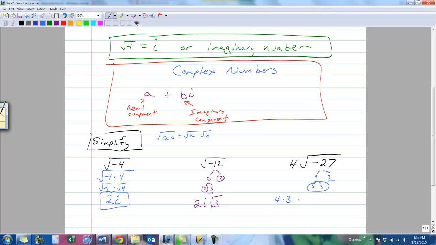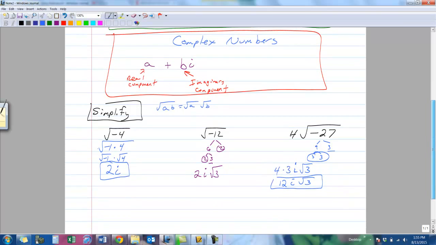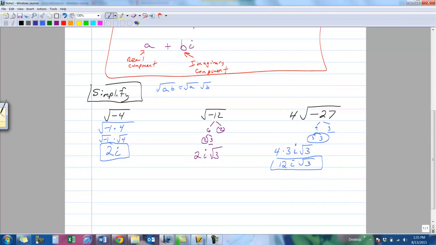And a 3 gets left behind. But remember, there is a negative, so we have to have an i there. So this is going to be 12i root 3. Smith, do I have to have the i between the two things? What if I did it as 12 root 3i?